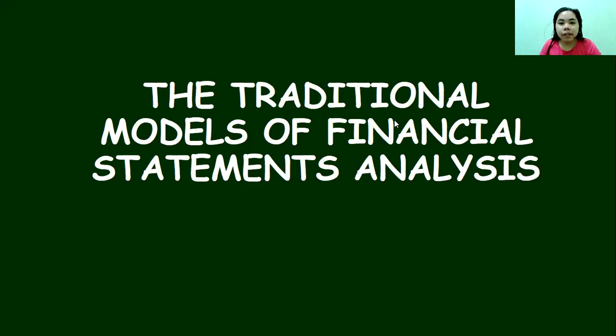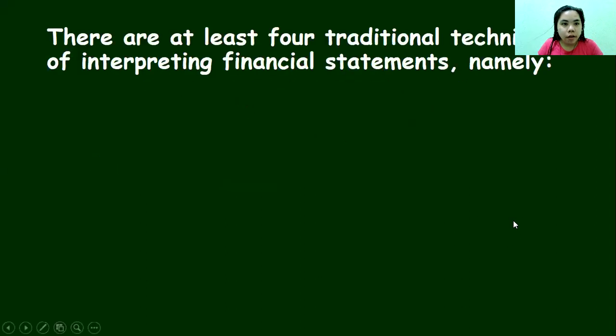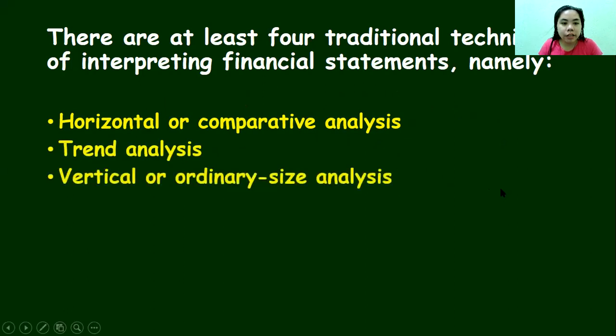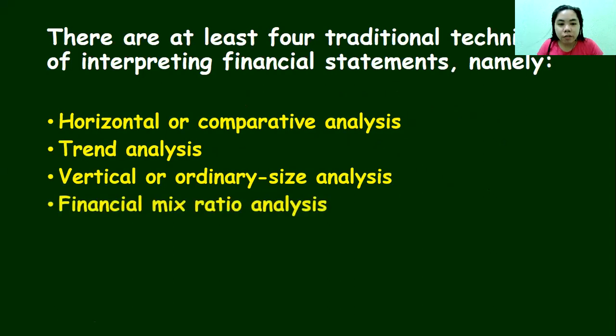Yes, hello, and to continue the discussion on our subject, we're now on the traditional models of financial statements analysis. To start with, we have four traditional techniques of interpreting the financial statements. Number one is the horizontal or comparative analysis. Second is the trend analysis. Third is the vertical or ordinary size analysis. And lastly, the financial mix ratio analysis. So let's discuss this one by one.